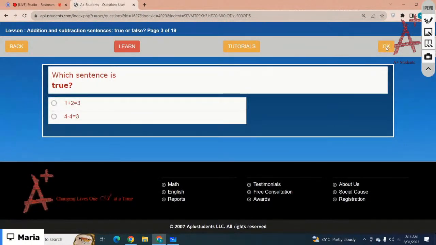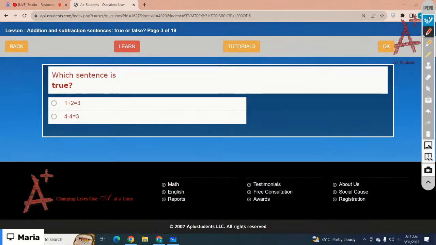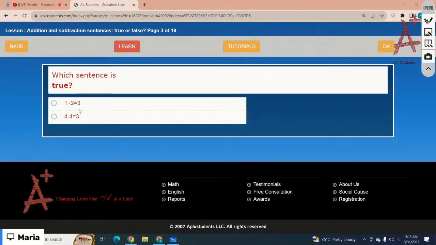The next one is: which sentence is true? You are given two options. 1 plus 2 equals 3 and 4 take away 4 equals 3. So which is the correct option? 1 plus 2: when you add 2 and 1 it makes 3. That is the correct one, right? But 4 take away 4 equals 0, not 3. That means the true sentence is option number 1. 1 plus 2 equals 3 is the correct one.